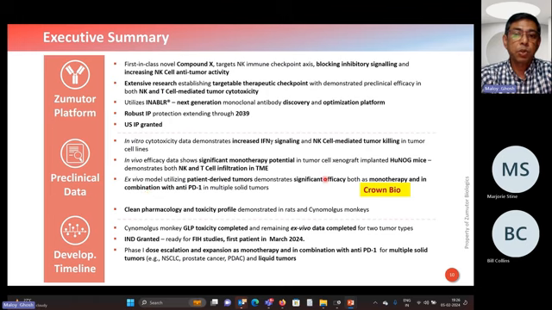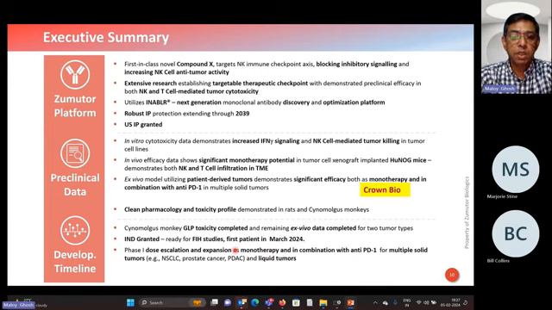This molecule has also been tested as a monotherapy as well as in combination with a very well-known anti-PD-1 antibody, pembrolizumab. The molecule shows a very clean pharmacology and toxicology profile in the cyno monkeys that we have tested. And finally, we got the IND grant last year. By March, we will inject. The first infusion will be done by March.